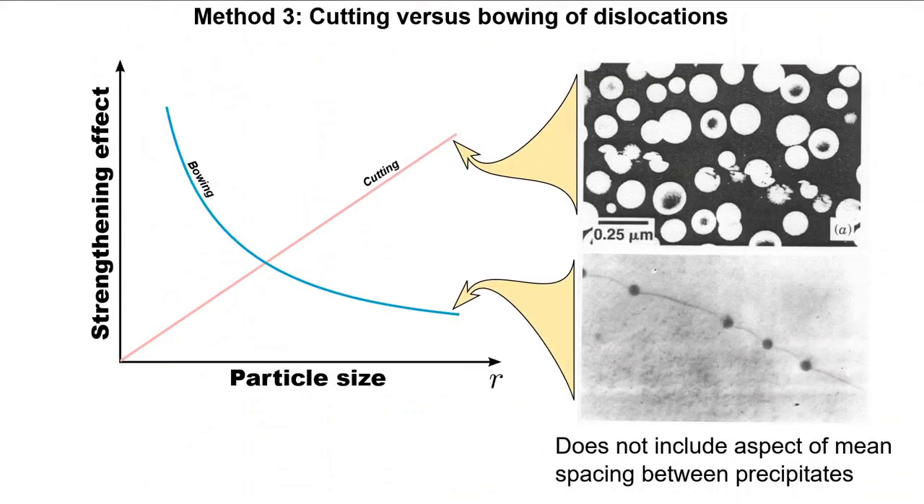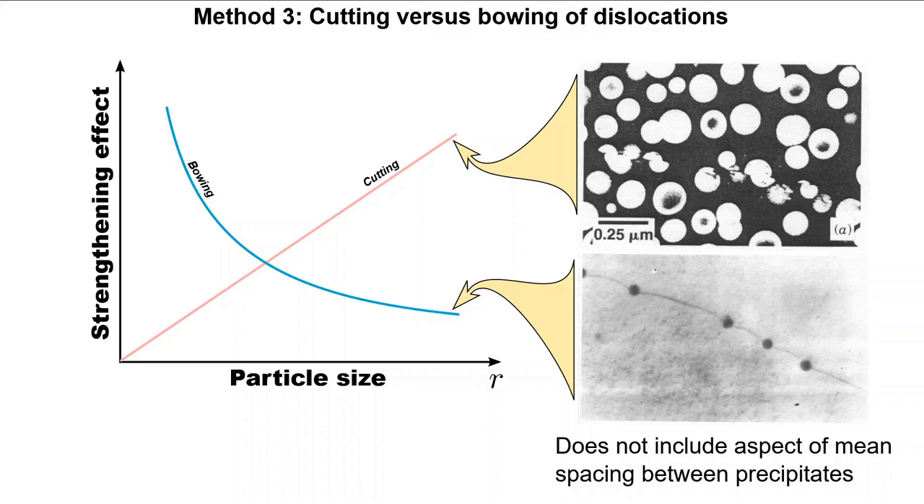The competition between cutting and bowing, and the relative contribution to strengthening, either by yield strength or shear to move a dislocation past a series of precipitates, can be represented by this plot. For very small precipitates, it is easier to cut than to bow, and past a critical size, it becomes easier to bow than to cut. To the left are examples of both.